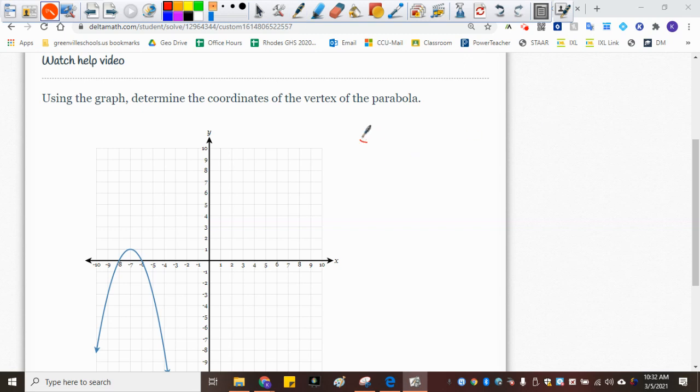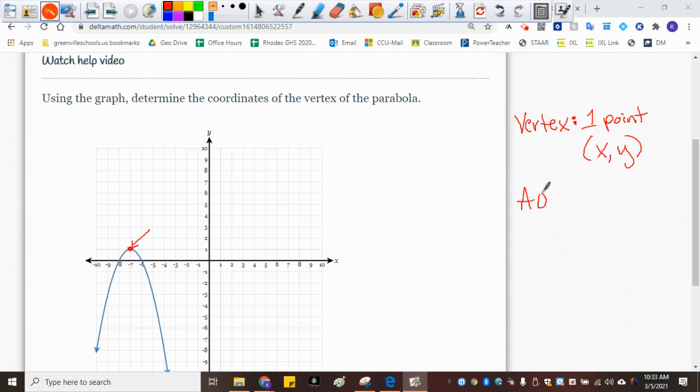Vertex, really quickly, vertex is how many points, or is it an equation? Equation, point, or 2 points? Your vertex, is that an equation, a point, or 2 points? That's your vertex. So vertex is always 1 point. And so your answer will be x comma y.